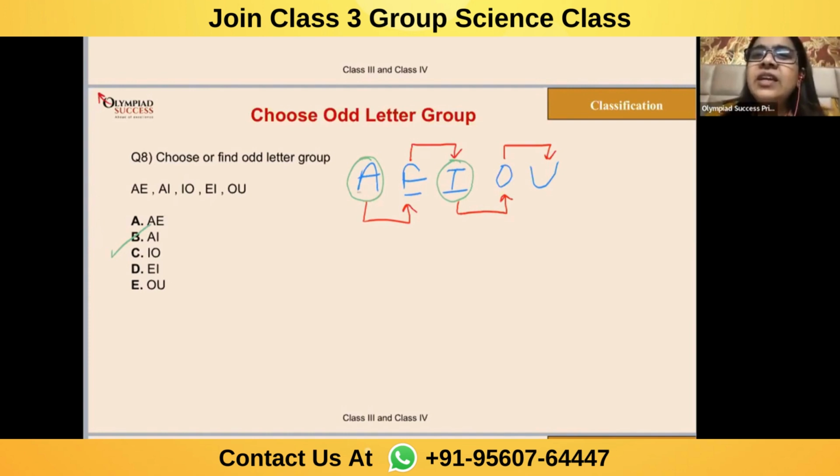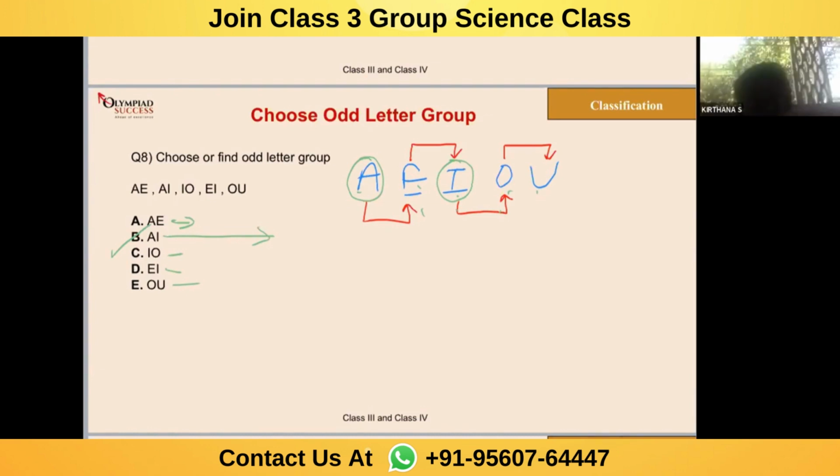A and E are next to each other, Kirtana. Correct? Yes. I and O are next to each other. E and I are next to each other. And O and U are next to each other. But A and I are the only ones who have a vowel between them. So that's why this is the odd one out. Okay. Thank you.